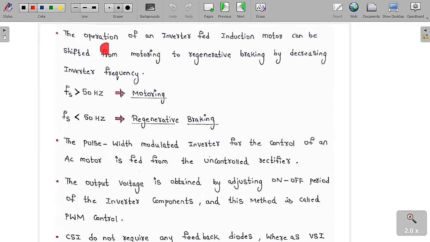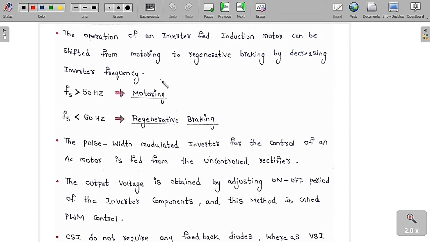turned off automatically. Operation of an inverter-fed induction motor can be shifted from motoring to regenerative braking by decreasing the inverter frequency. It indicates that the inverter is going to convert the fixed DC to variable AC of different frequency. Variable means variable frequency.